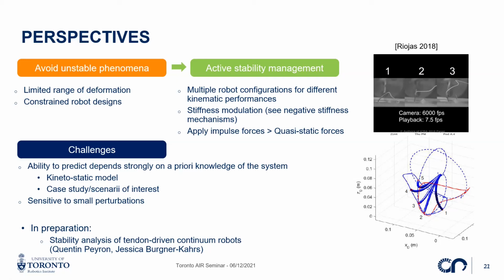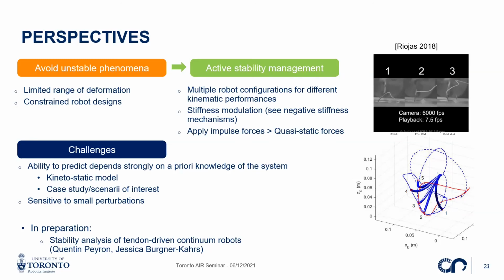We need to derive a model to obtain this information, a model that has a certain accuracy. And also we consider specific case studies and scenarios, which we determined with some a priori knowledge of the system and of the robot behavior.